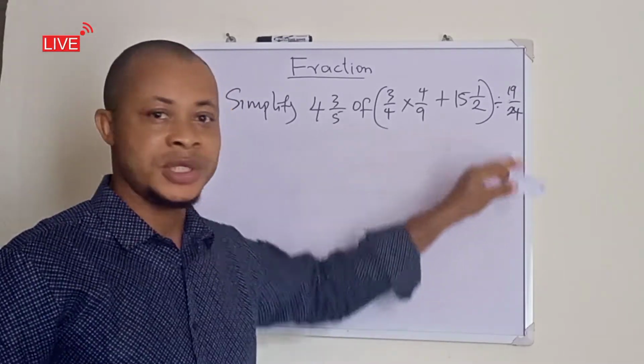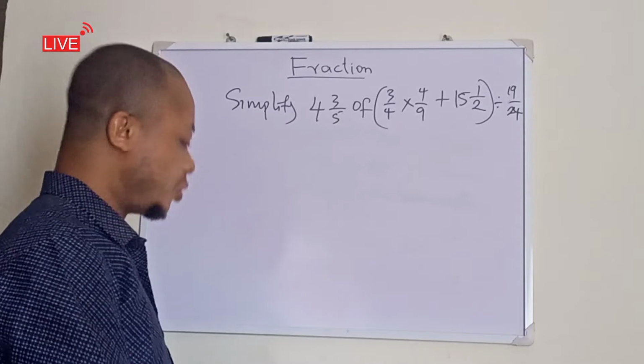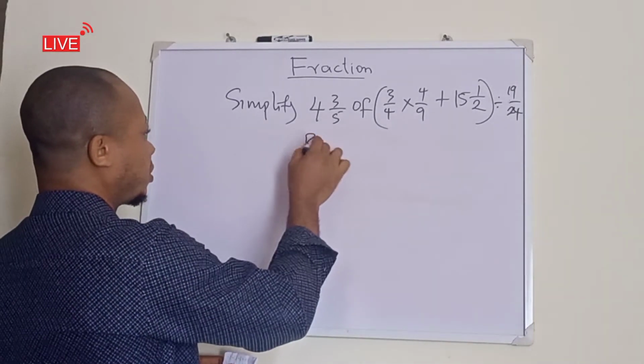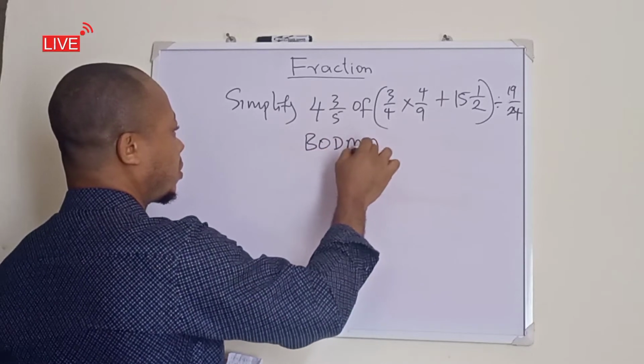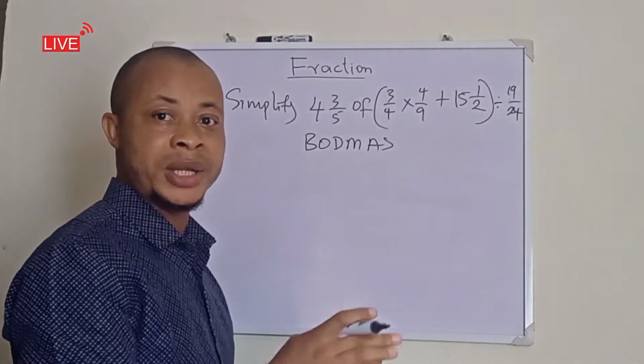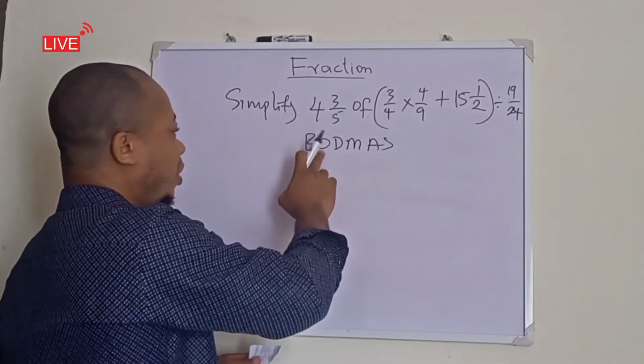So we are going to solve this using BODMAS. Remember I told you to use BODMAS. So using BODMAS, bracket first. So we are going to the bracket to simplify the bracket. After the bracket, we go to of.